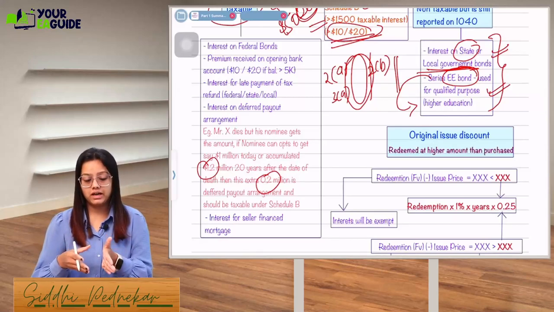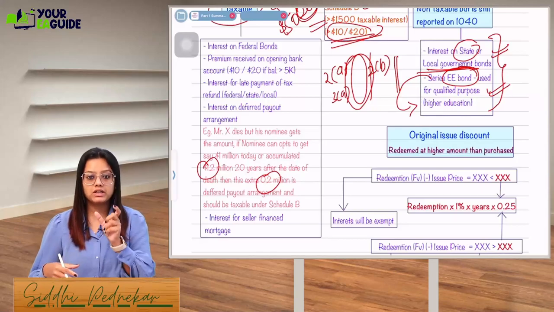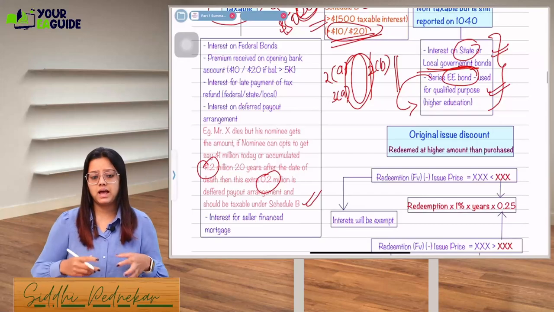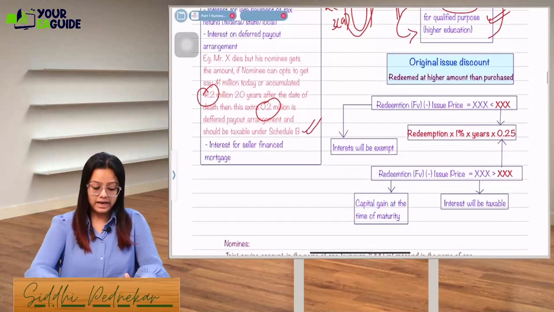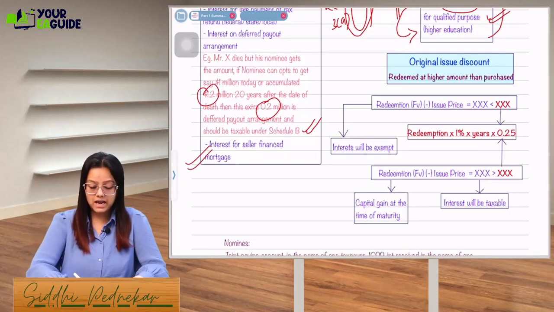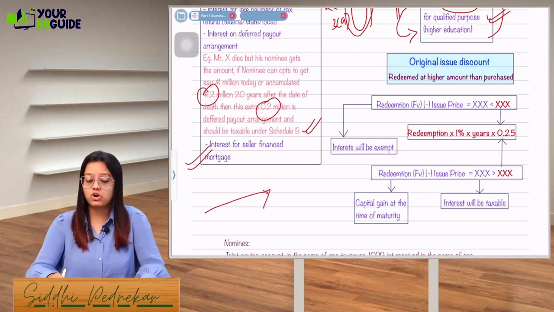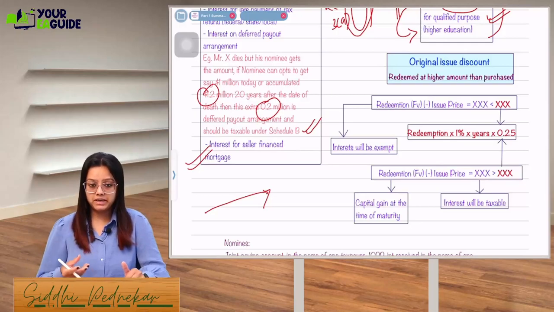Even though you are getting it as a lump sum after 20 years, the whole $0.2 million is your interest income. And it will be included in your Schedule B as interest income, interest on deferred payout, I will say. Okay, interest for seller financed mortgage means, let's say I'm selling my property to some other person on an installment basis. While I'm giving it on the installment basis, I will be charging certain interest on that, right?